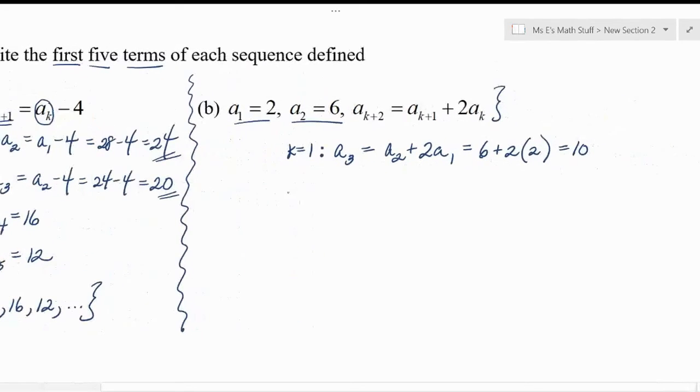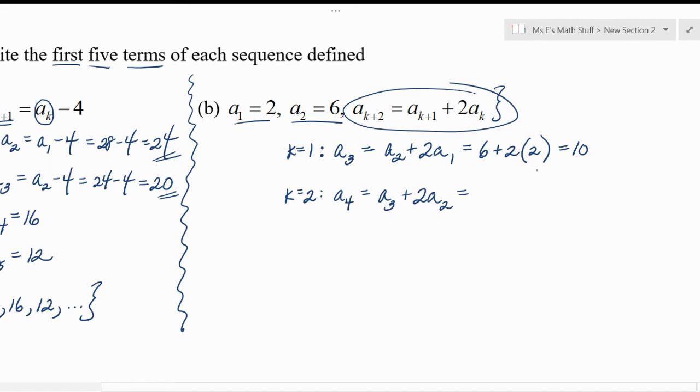And then I do think that for this problem, this method that I'm using actually shines. I would just keep using it the whole time. So if k was 2, go back to this function rule and just let k be a 2 and simplify as you go. It would say a sub 4 is equal to a sub 3 plus 2 times a sub 2. And then luckily, we just figured out that a sub 3 was 10, so you could replace a sub 3 with 10. A sub 2 is given as 6, and it looks like I'm getting 22 there.